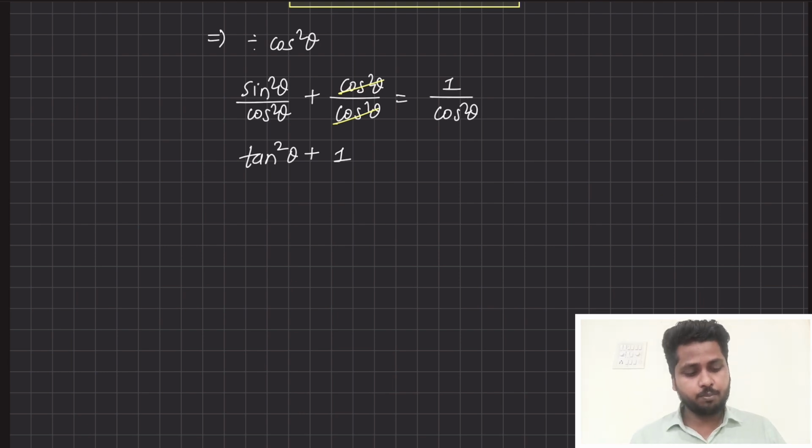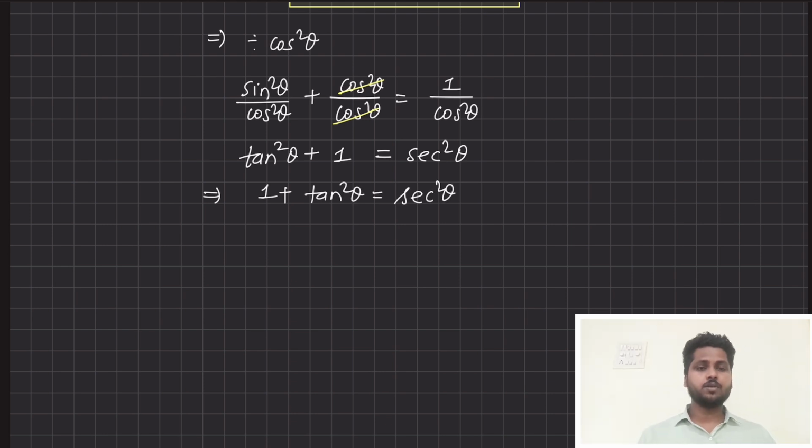Okay, and 1 upon cos is nothing but secant, and 1 upon cos square becomes secant square. So this will be secant square theta. So basically it is 1 plus tan square theta is equal to sec square theta. Clear? Any doubt? Okay, this is your identity number 2.